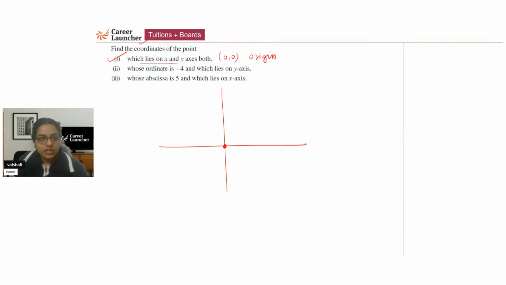The next question is, whose ordinate is -4? So y is equal to -4 and it lies on the y axis. So x is going to be 0. So 0, -4 is the point. Now the next part is, whose abscissa is 5 and lies on the x-axis. So it means y is going to be 0. So simply 5, 0 is going to be the point.